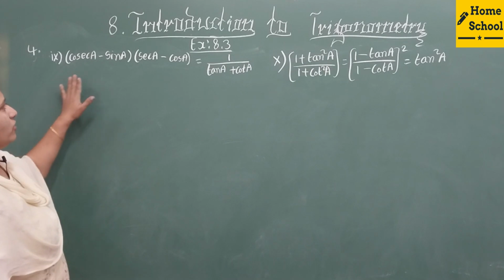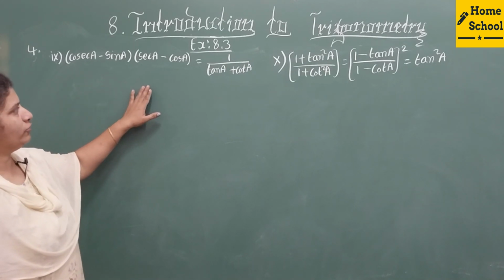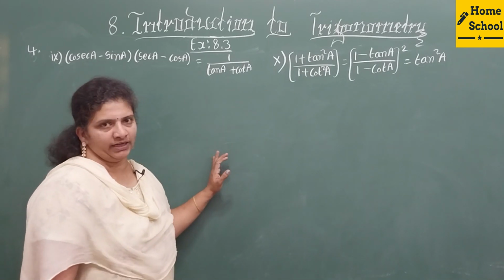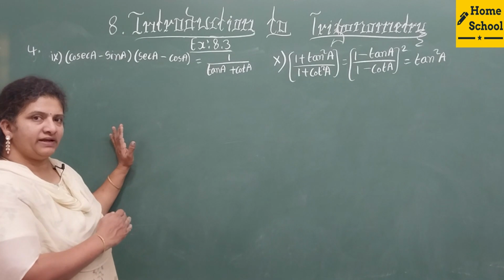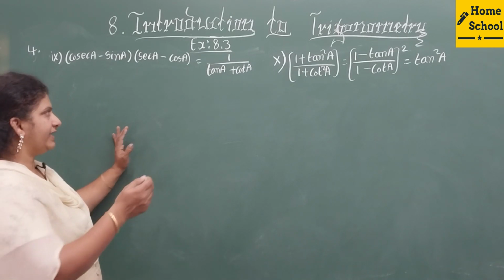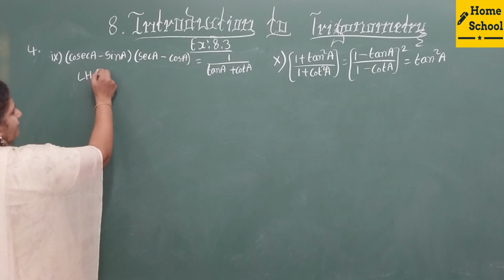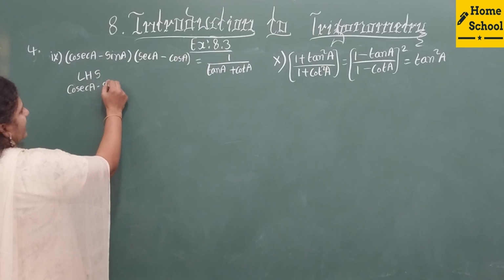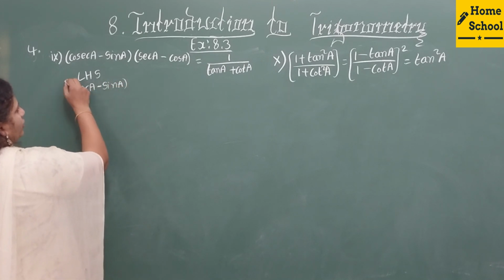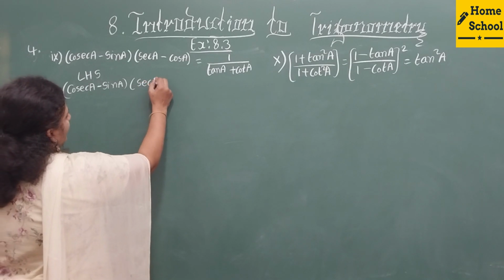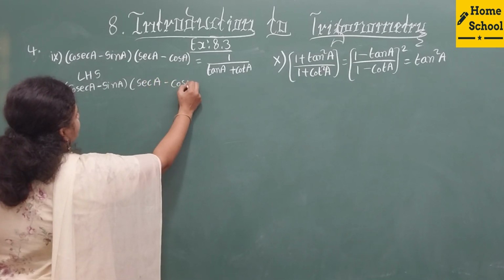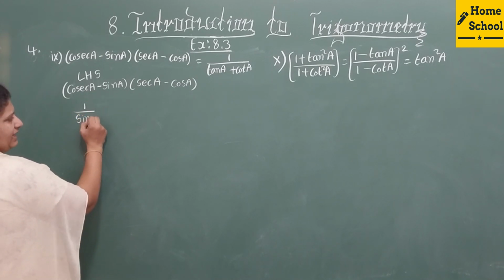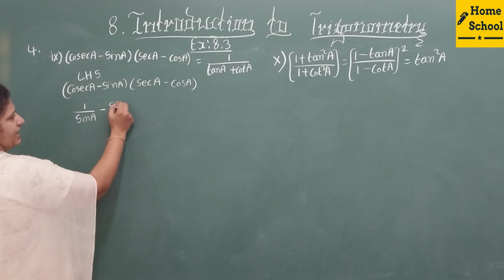Ninth problem. (Cosecant A minus sin A) into (secant A minus cos A) is equal to 1 by (tan A plus cot A). Solve LHS separately and RHS separately. So let us do it. Consider the left hand side: (cosecant A minus sin A) into (secant A minus cos A). Cosecant A can be written as 1 by sin A minus sin A.